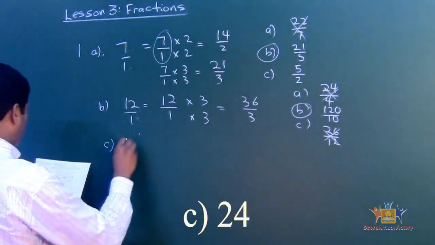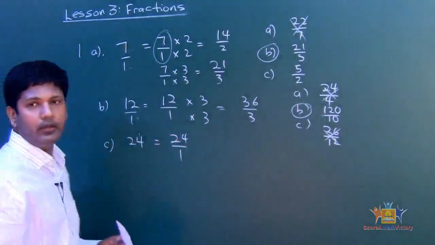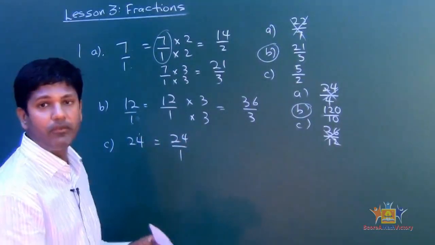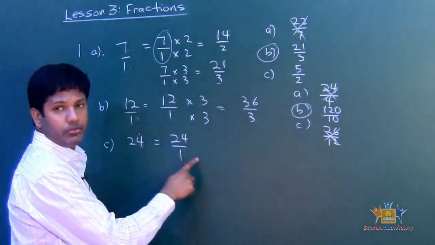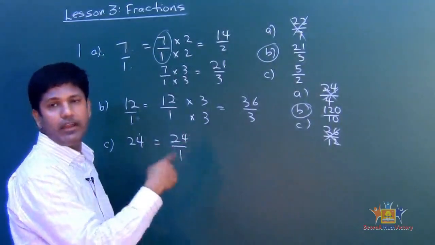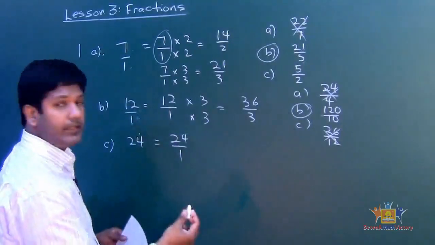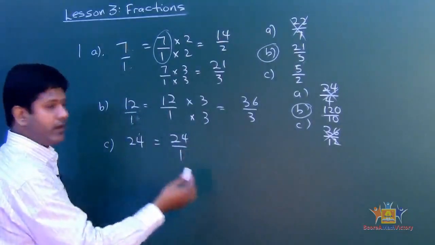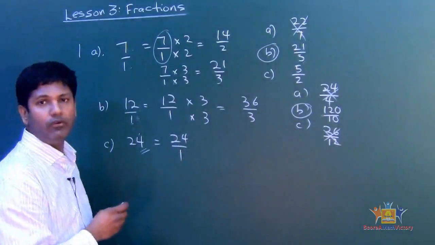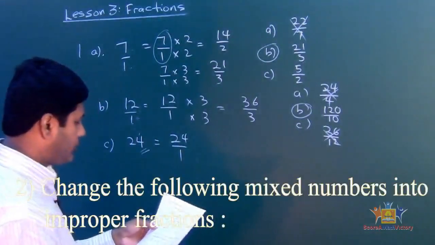Now let's look at C. You're given 24, which is 24 over 1. Keep in mind, you can expand further by multiplying it by 2 with the numerator and 2 with the denominator, or 3 or 4 or 5 and so forth. You're just expanding it, making it look bigger. But the key thing is, after you divide, it should get back to 24. Alright? Okay, good.